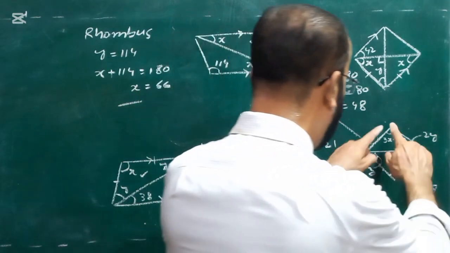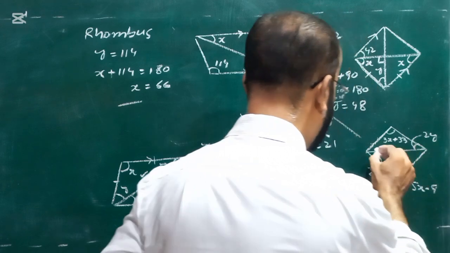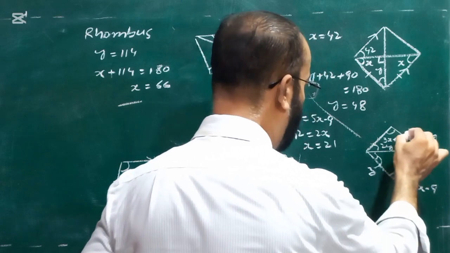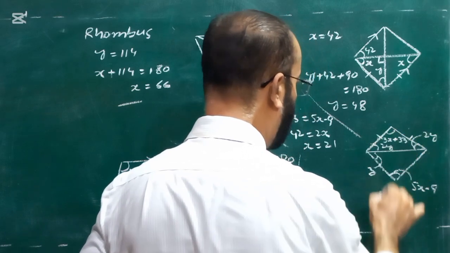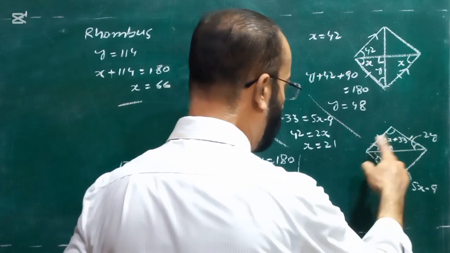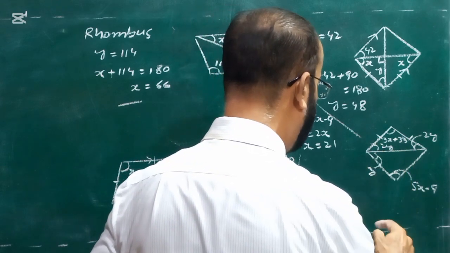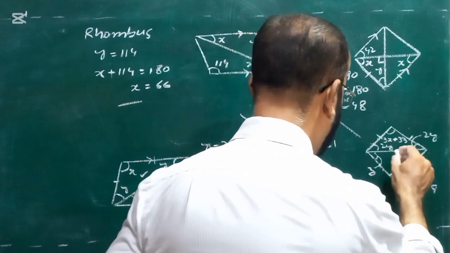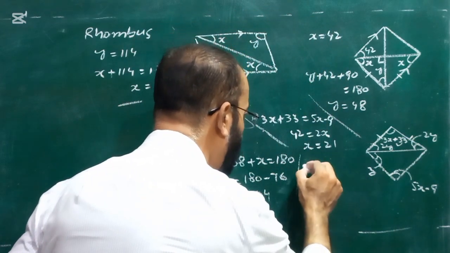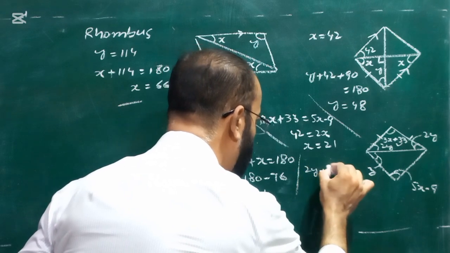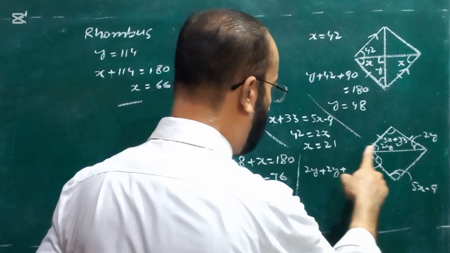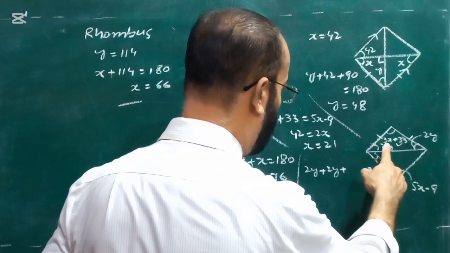Now, look into the upper triangle. So if this is 2y, this will be 2y, because this is an isosceles triangle, because these two sides are equal because of the rhombus. So two sides are equal, their base angles are equal. So the sum of the angles in a triangle is 180 degrees. So 2y plus 2y plus this angle. So x is 21, so put 21 over here.